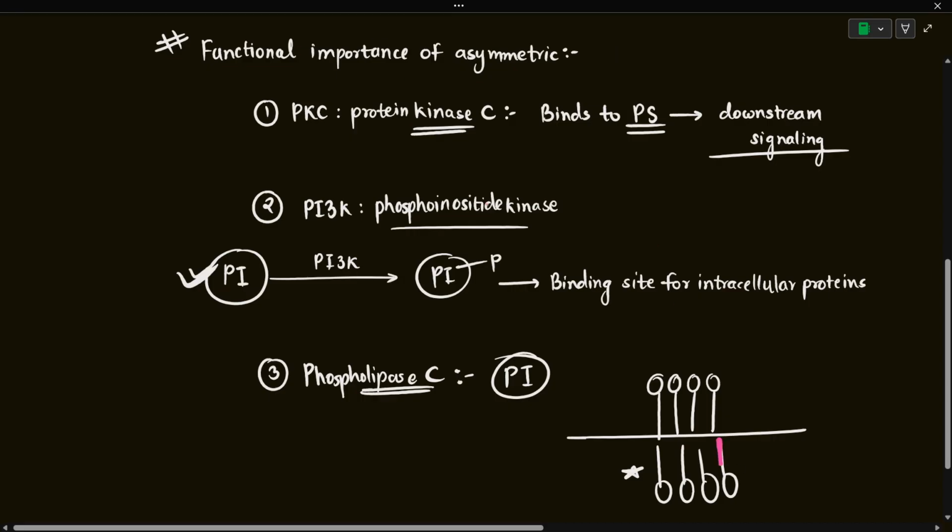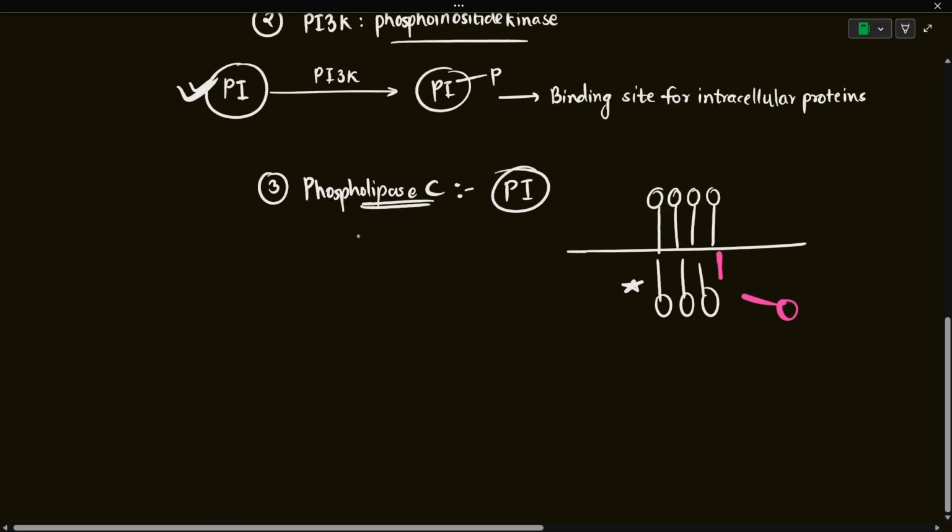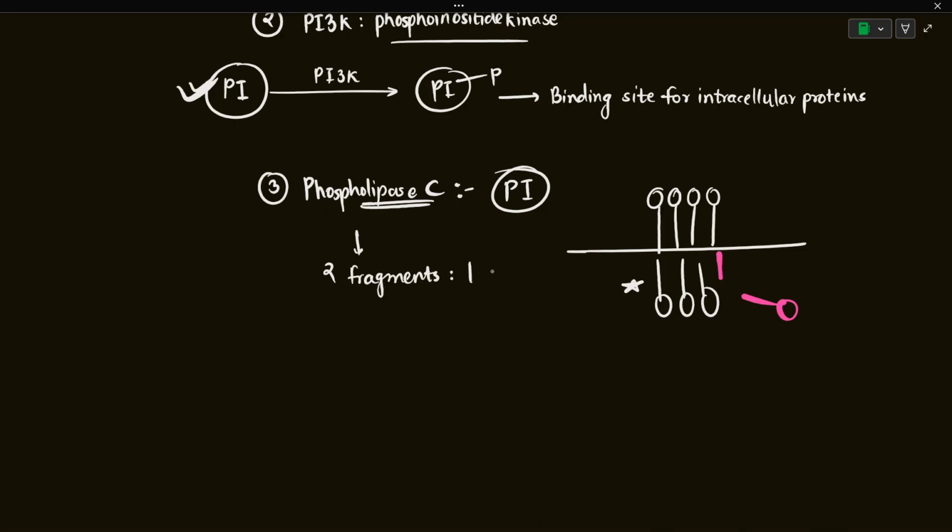So it will generate this, okay, and it will generate the second fragment, which will go intracellularly. So out of the two fragments, one fragment will stay in the membrane and one will be free now in the cytosol, which is going to carry out the downstream signaling, right? So this is how it functions. This is how the asymmetry is quite important for the functioning of the cells.